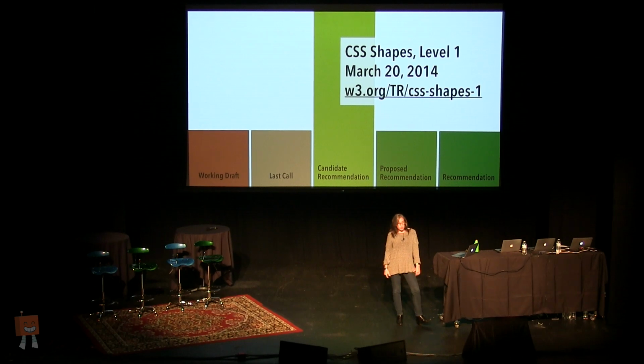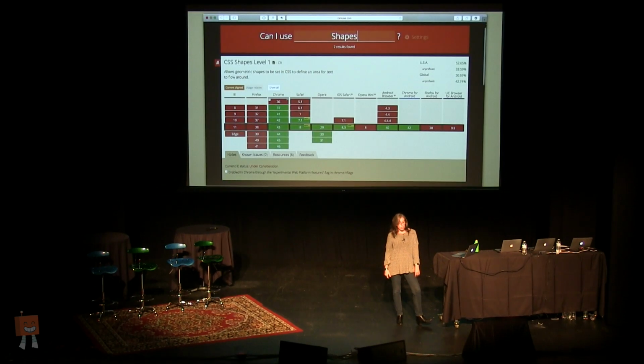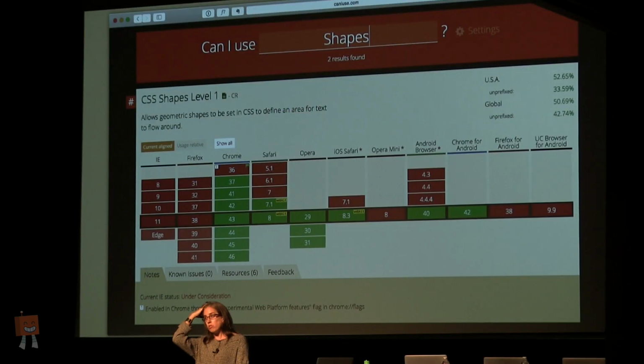Shapes Level 1 is the name of the specification. It's in candidate recommendation, and it's pretty well supported. It's in about 50% of the browsers now because it's supported in Chrome, the most popular desktop browser in most markets, and in Safari, including iOS, which is the most popular on mobile. 50%. And it's got a very easy fallback.